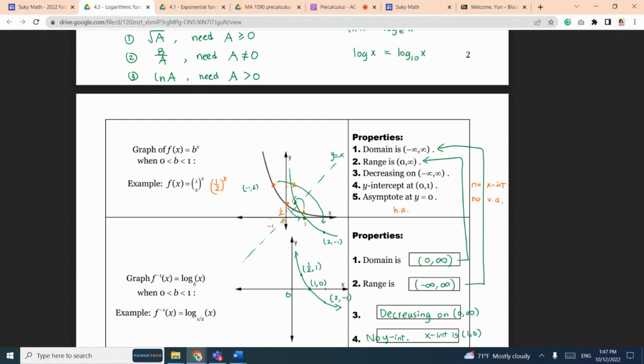Do we have vertical asymptote? The line, x equals 0. Yeah, vertical line, x equals a number. Do we have horizontal asymptote? No. Yes, everybody?